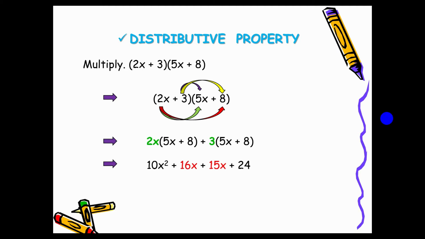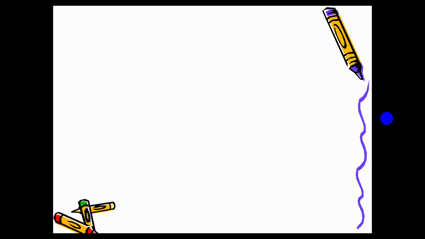After this, we will combine like terms. The like terms here are 16x and 15x. When you combine this, it will become 31x. So we can now have our final answer. Then our final answer would be equal to 10x squared plus 31x plus 24.